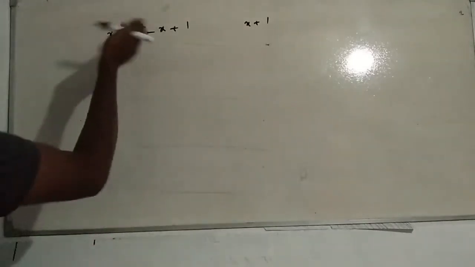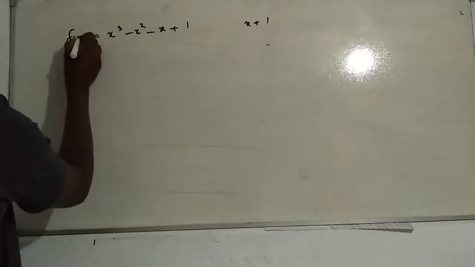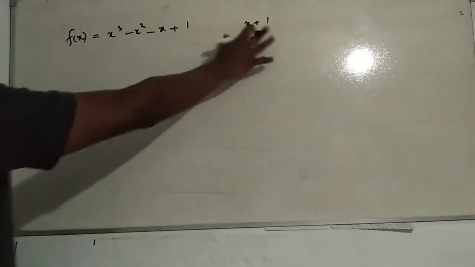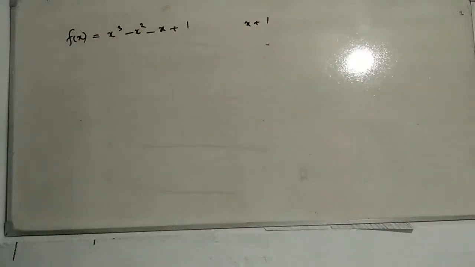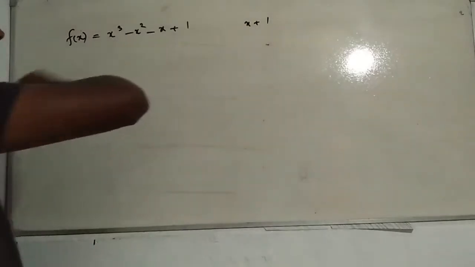Right, let's go to the sixth question. The sixth question is asked from the factor theorem. It says that we have shown that x plus 1 is a factor of x cubed minus x squared minus x plus 1. I will take this as f of x. So x plus 1 is another polynomial, and we have shown that this is a factor of this polynomial.